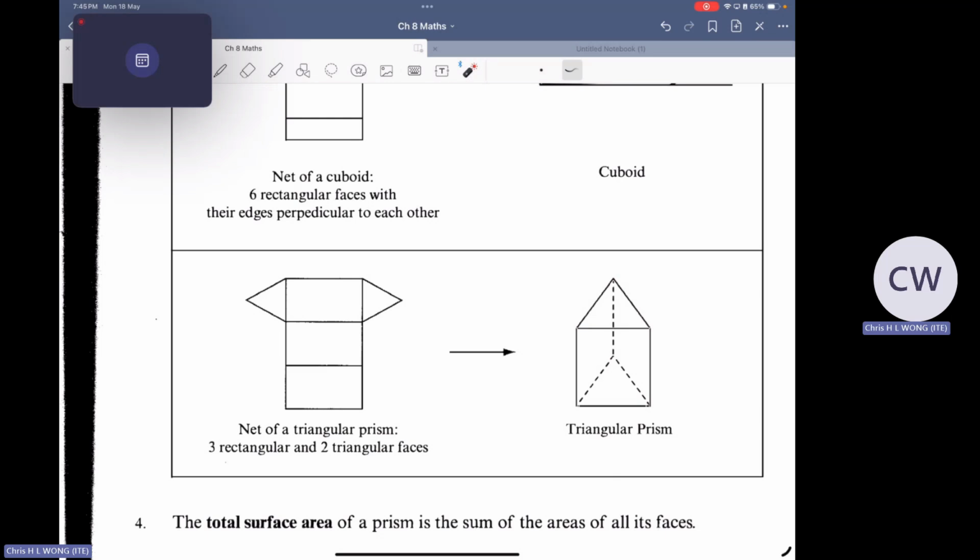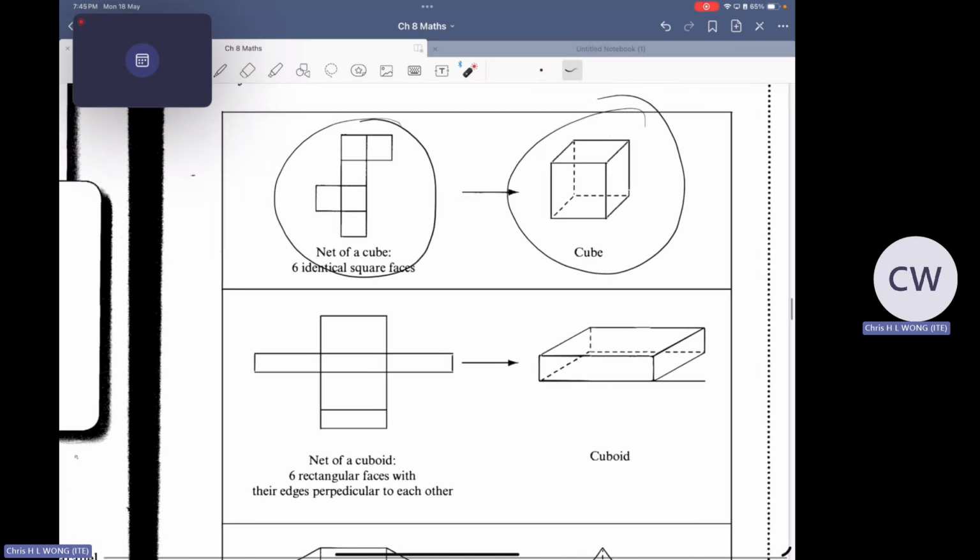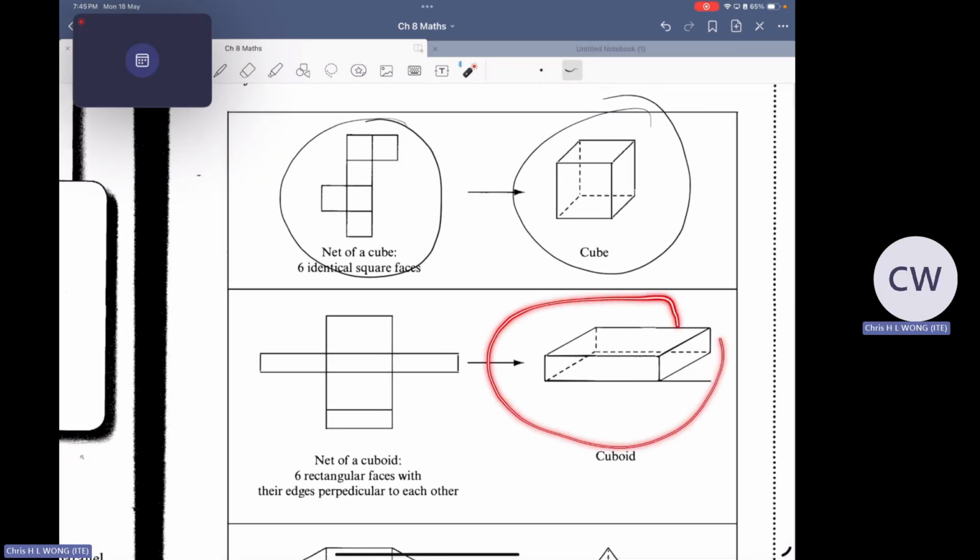I'm going to draw an object for you. You tell me whether it is a prism. Okay. I'm going to draw an object for you. So you have the, okay. Is this a prism? Do you consider this as a prism? Yes or no?